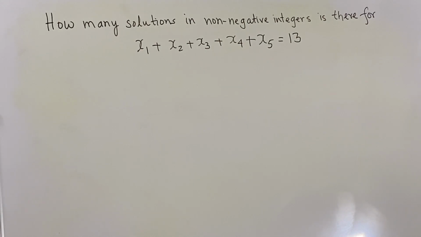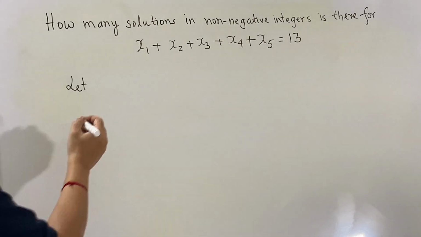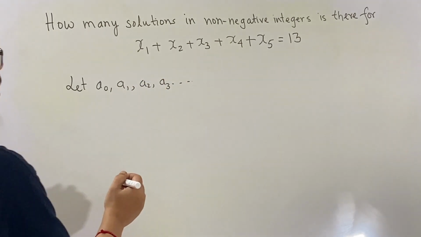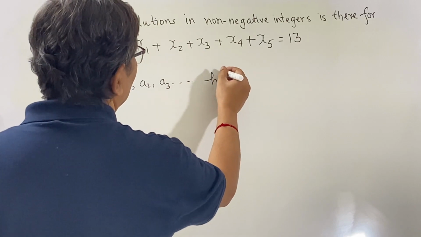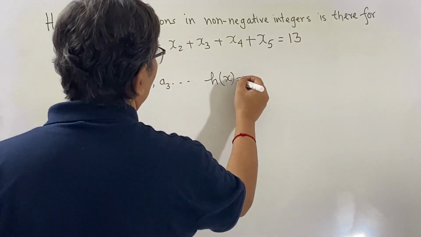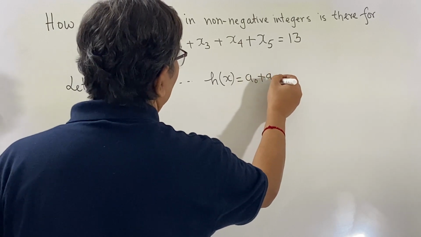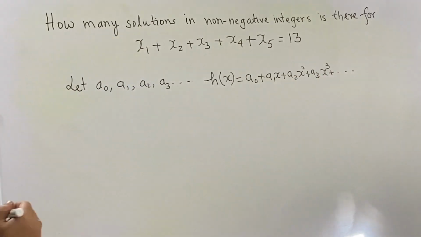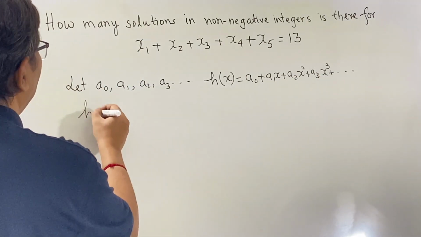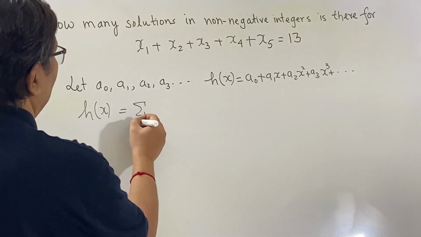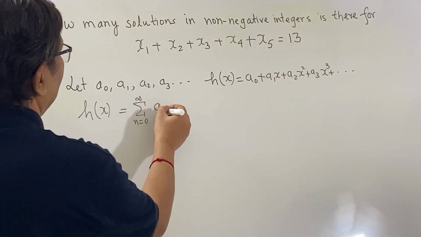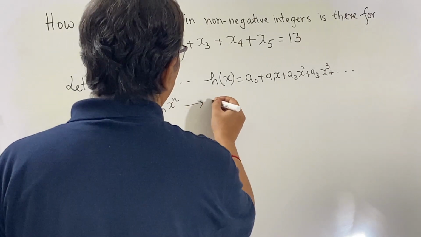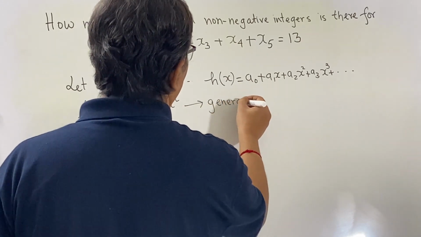generating functions. Now, what is a generating function? Let A0, A1, A2, A3, etc. be a sequence. The generating function of this sequence, which we denote by H(x), is this function A0 plus A1x plus A2x squared plus A3x cubed, etc. So, in general, H(x) can be written as the summation of n equal to 0 to infinity of a_n x to the power n. This is called the generating function of the sequence a_n.